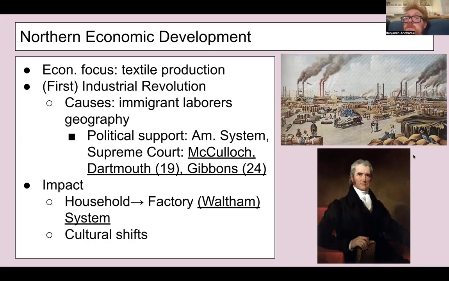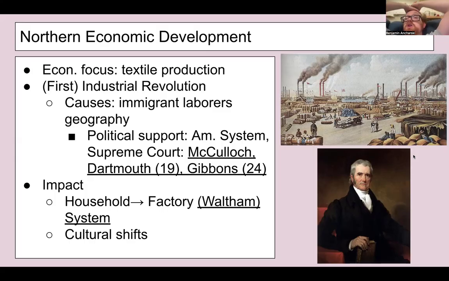But in addition to these immigrant laborers causing this kind of rise of factories, we also see that the geography of the North is very good for industrialization, especially in the early days before the steam engine, when it depended on the use of the water flowing through rivers, for example. The North's geography is not very good for self-sufficient farmers. It's super good, though, for manufacturing centers.